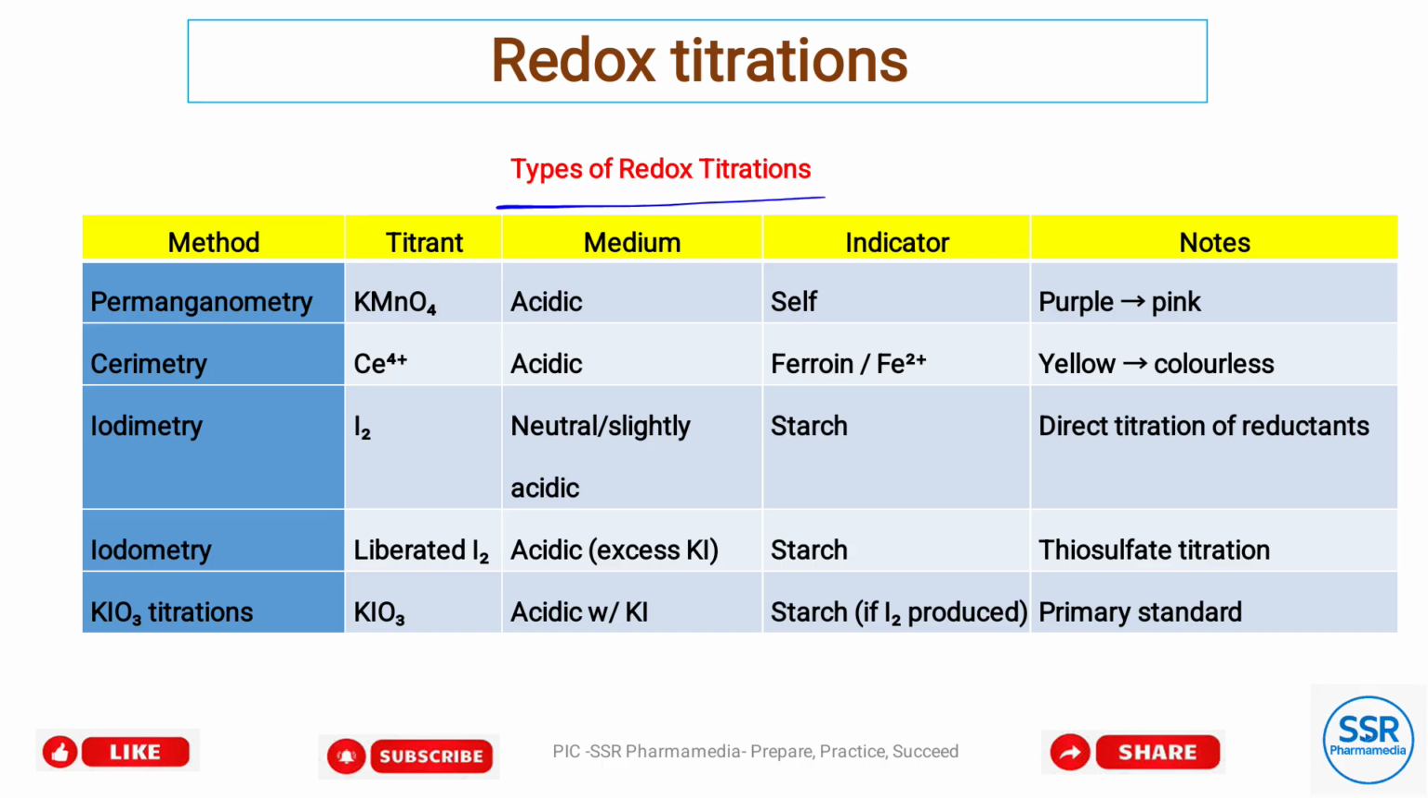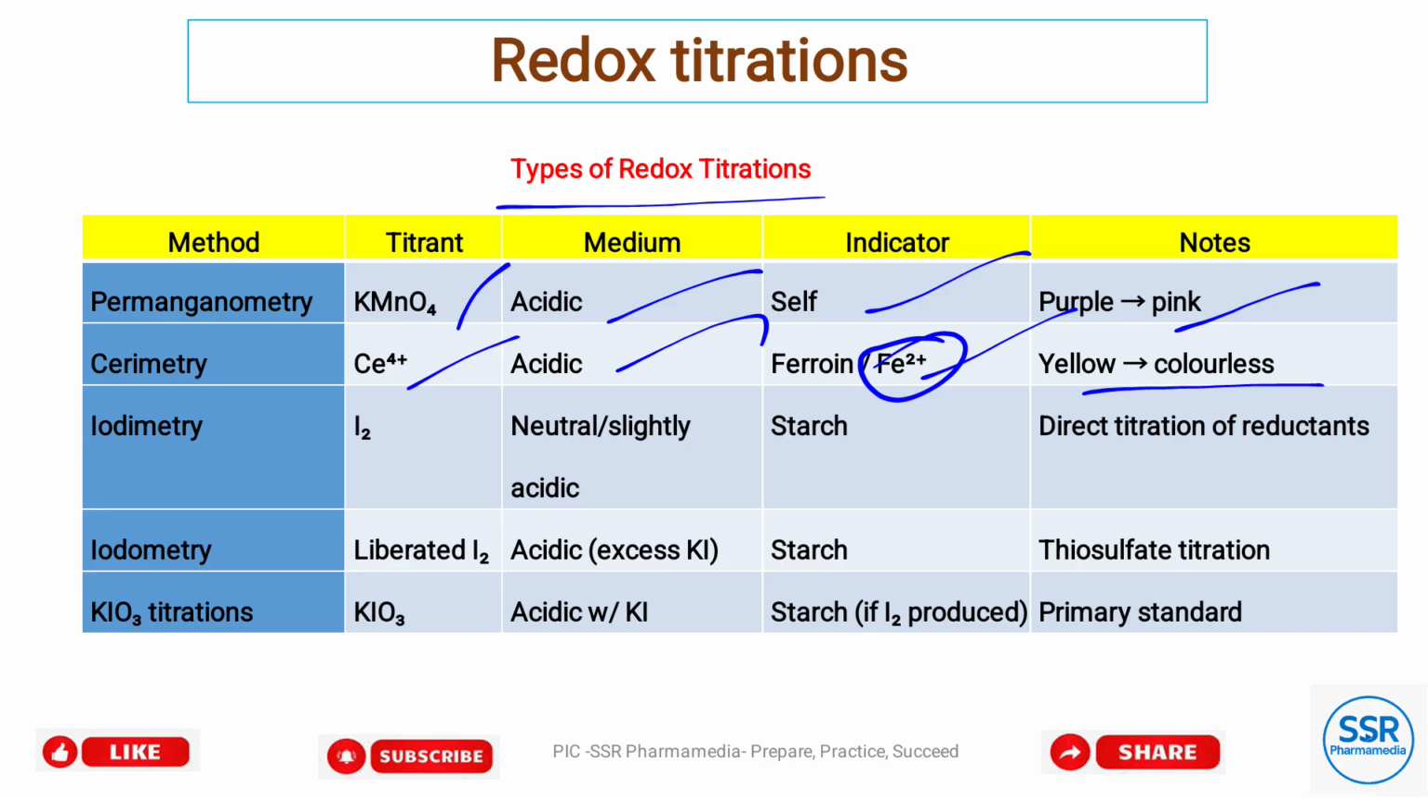And next are the types of redox titration. Permanganometry: the titrant is KMnO4, potassium permanganate. This reaction takes place under acidic medium and it is a self-indicator, and the end point is purple color to pink color produced. Cerimetry: ceric ions are the titrant, it takes place under acidic medium, and ferroin or ferrous sulfate is used as the indicator. The color changes at the end point from yellow to colorless.